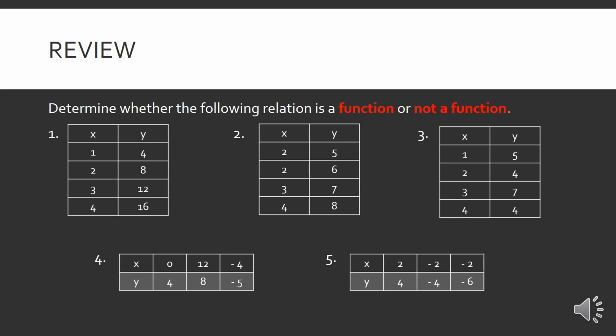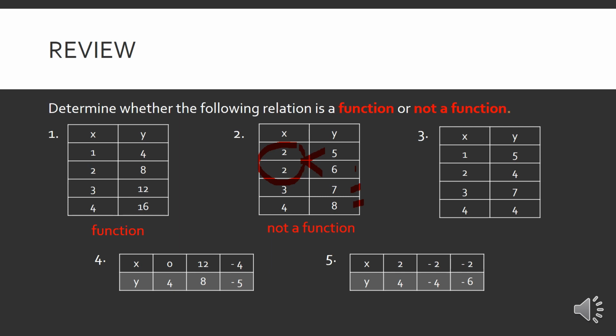Review. Determine whether the following relation is a function or not a function. 1. X is equal to 1, 2, 3, 4. Y is equal to 4, 8, 12, 16. Function. 2. X is equal to 2, 2, 3, 4. Y is equal to 5, 6, 7, 8. As we can see, we have a similar value for x that gives different values for y. So that is not a function.